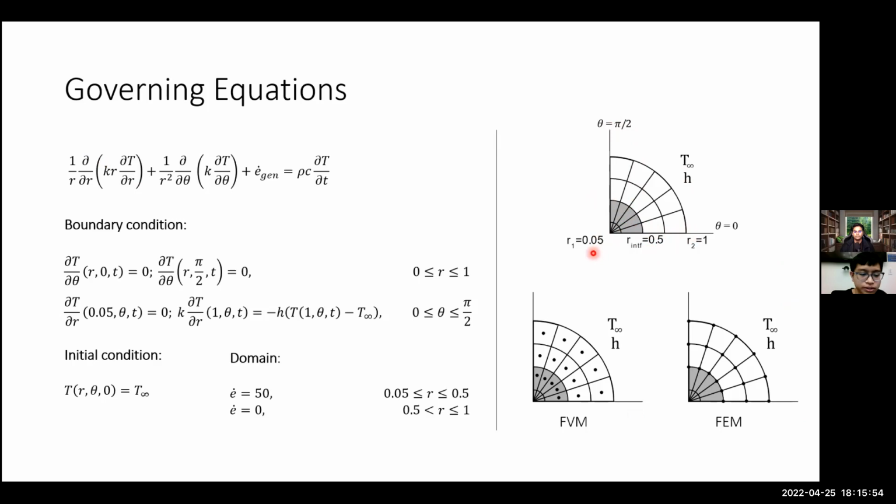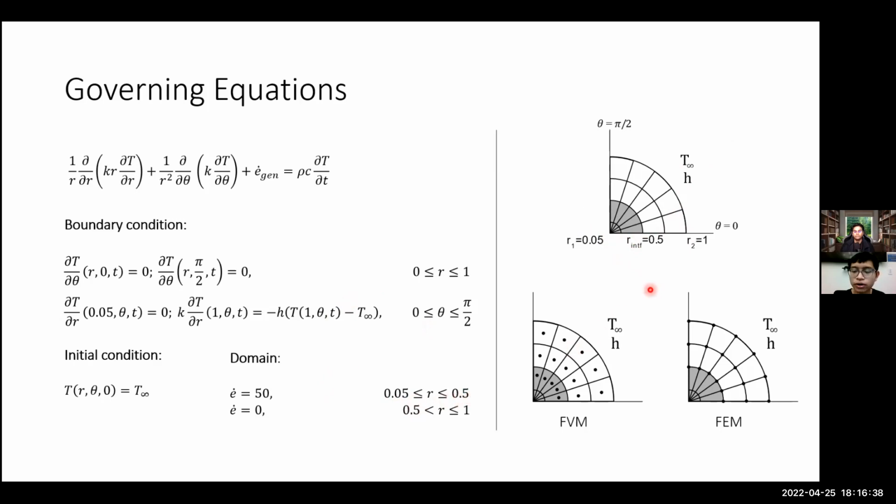Also at r equals 0.05, there's no heat flow, in order to model the center of the circular plate. And finally, at the outer edge of the domain, since it is exposed to ambient air, there's going to be a convection condition for this boundary. It is also assumed that the charging pad is initially off, so the initial temperature over the entire domain is equal to the ambient temperature. And since the charging coil only spans from the center to the halfway point, the heat generation only occurs from 0.05 to 0.5.